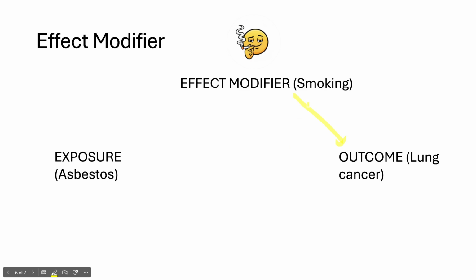In this presentation, we have seen how smoking can be a confounder in some cases and also an effect modifier, such as in this example.